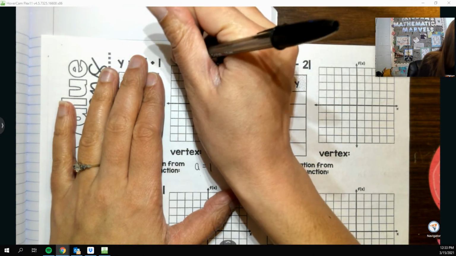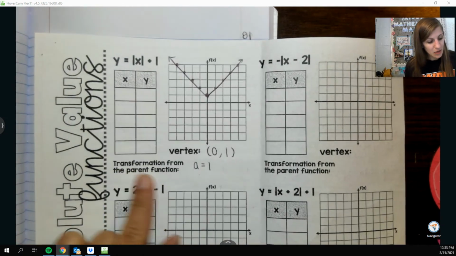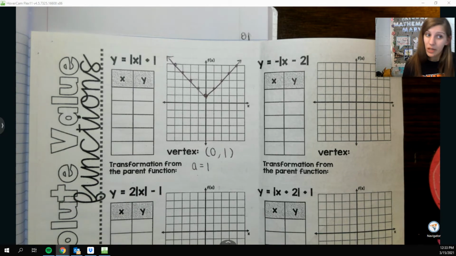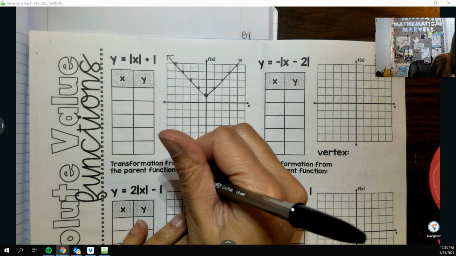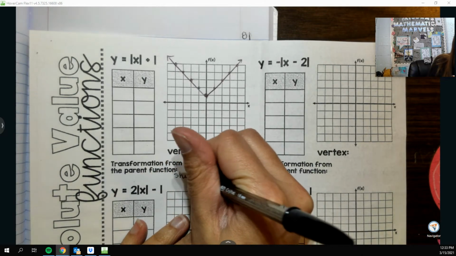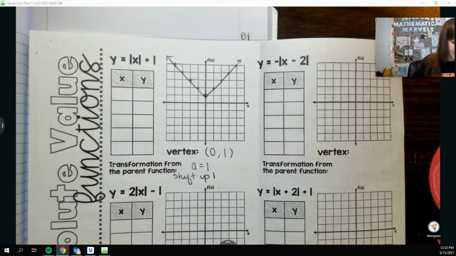So guys, this one compared to the parent, so if we talk about transforming it, compared to the parent, this all just got shifted up 1. So shift up 1. I should have put my A in a different spot. Sorry about that.